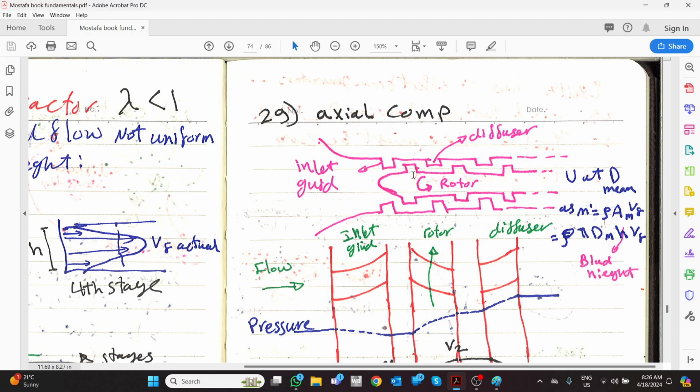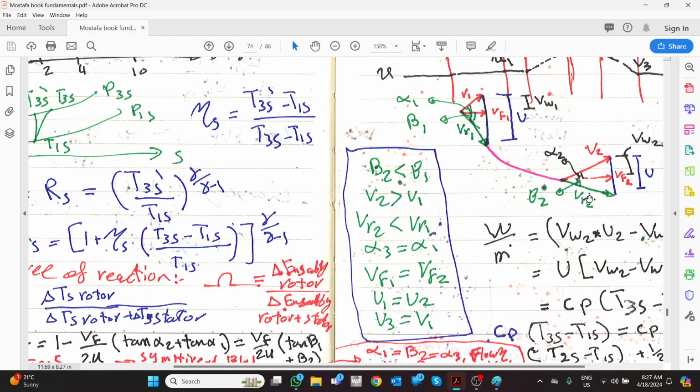But because there is no change in the pressure between this one and this one, there is not going to be a slip, but something else is going to happen. What is going to happen is the work done factor.